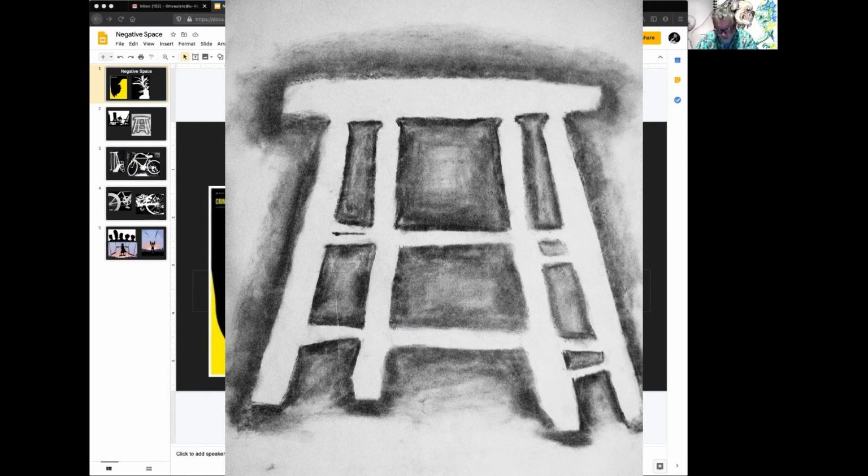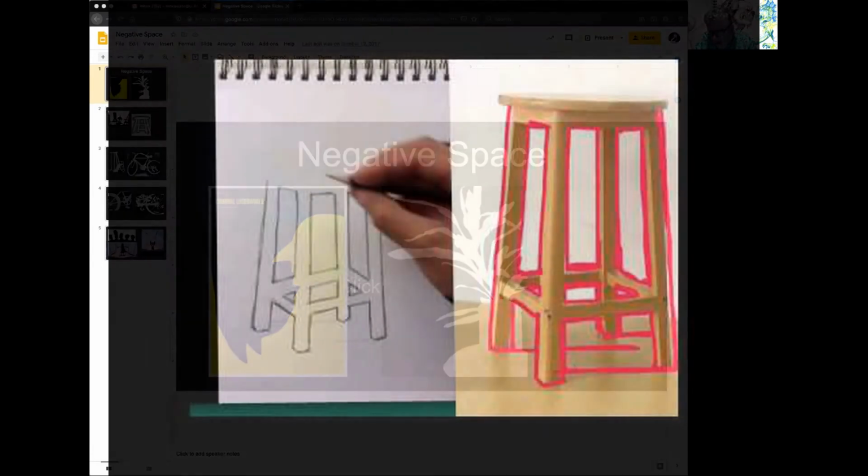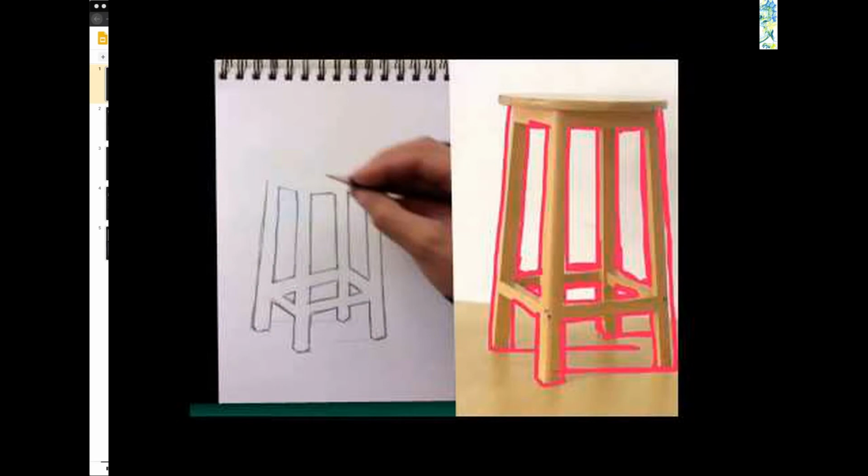How does this help your drawing? Well, as we talked about in other videos, when we think about what the object is we're drawing, we tend to go into our left brain. So if you think chair, you have a symbol in your left brain that you could draw of a chair without looking at one.